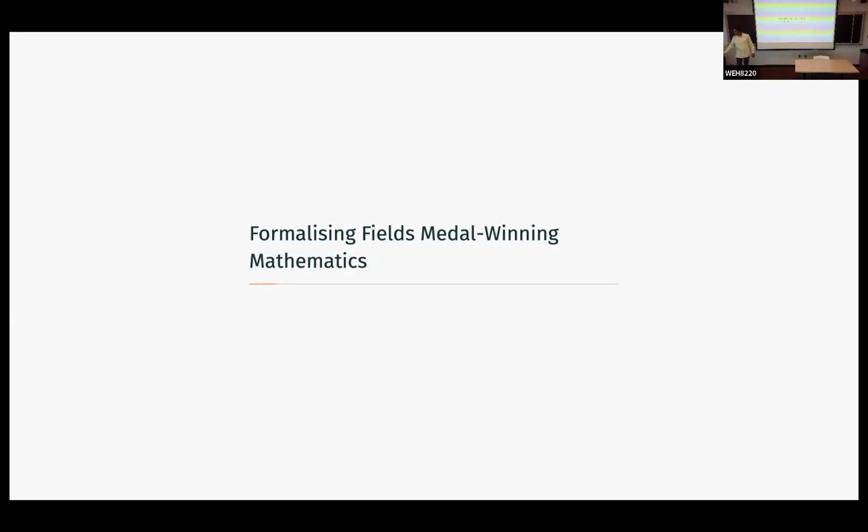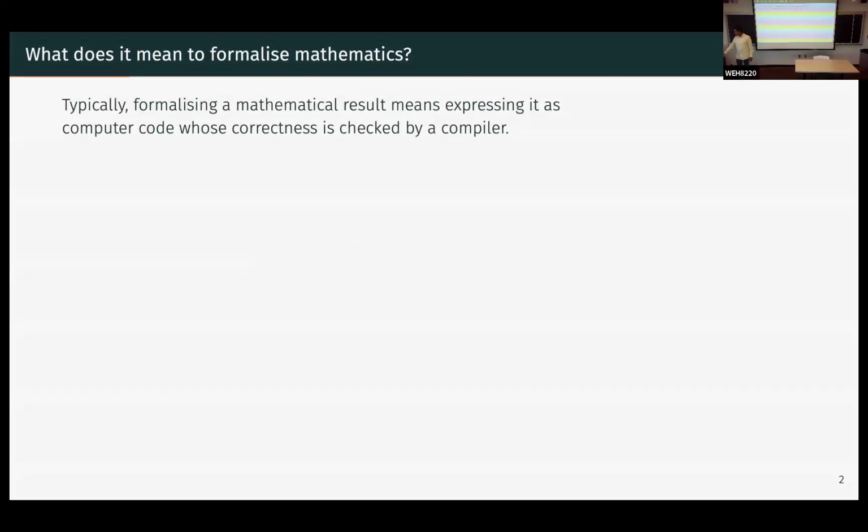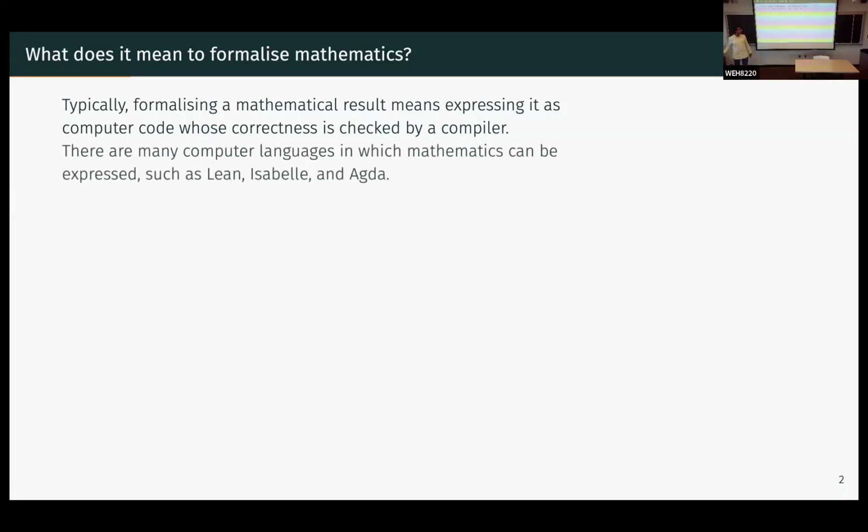Okay. So what does it mean to formalize Fields Medal-winning mathematics? Well, what does it mean to formalize any mathematics? Formalizing mathematics typically involves expressing it in computer code. There are many interactive theorem provers out there, many programming languages in which you can express mathematical ideas, and then they check your proofs down to the foundations that they are endowed with, and they check that they are correct.